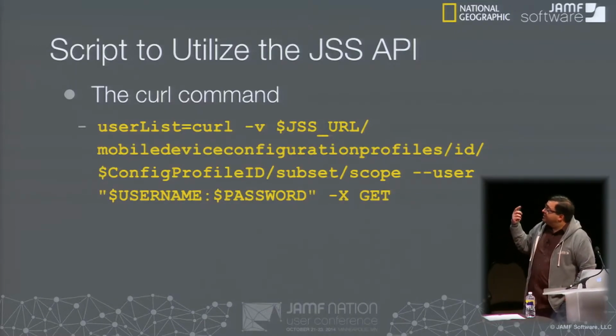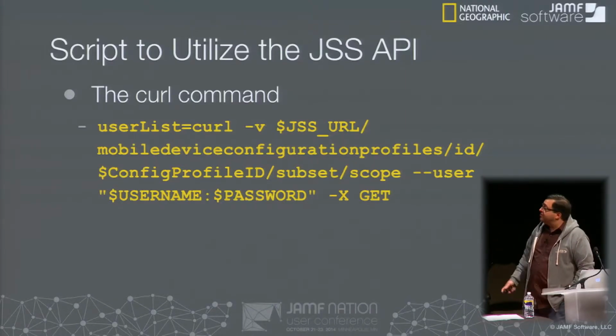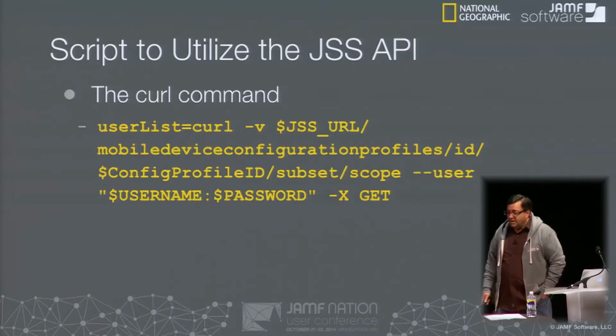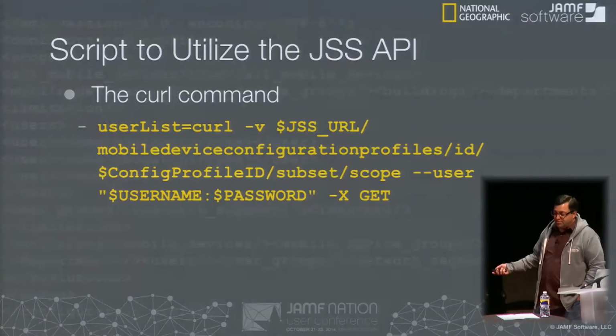Here we're going to set it to a variable, user list. The -v flag is to be verbose about it, so when you're testing, you can see what's going on. Again, here we're passing in our variable for our JSS URL. And then here's the mobile device configuration profiles.